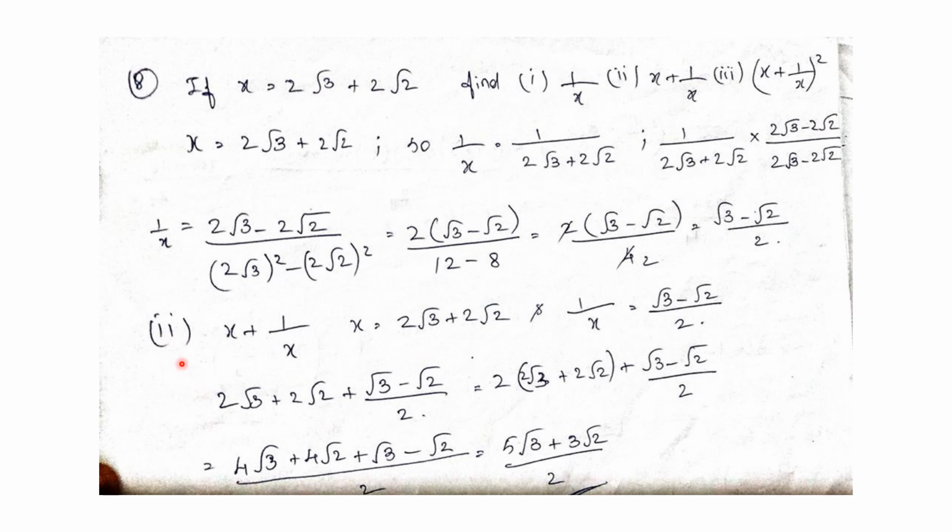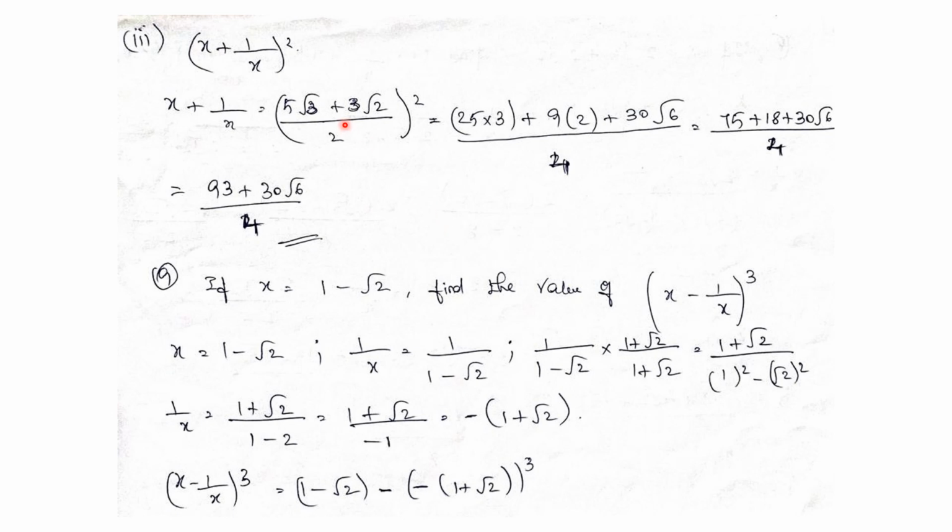The next one, what we need to find, x plus 1 by x. So x value already we know, this is the x value, that is 2 root 3 plus 2 root 2, and 1 by x is nothing but root 3 minus root 2 by 2. Okay, we need to substitute and we have to do the calculation. So the answer becomes 5 root 3 plus 3 root 2 by 2.